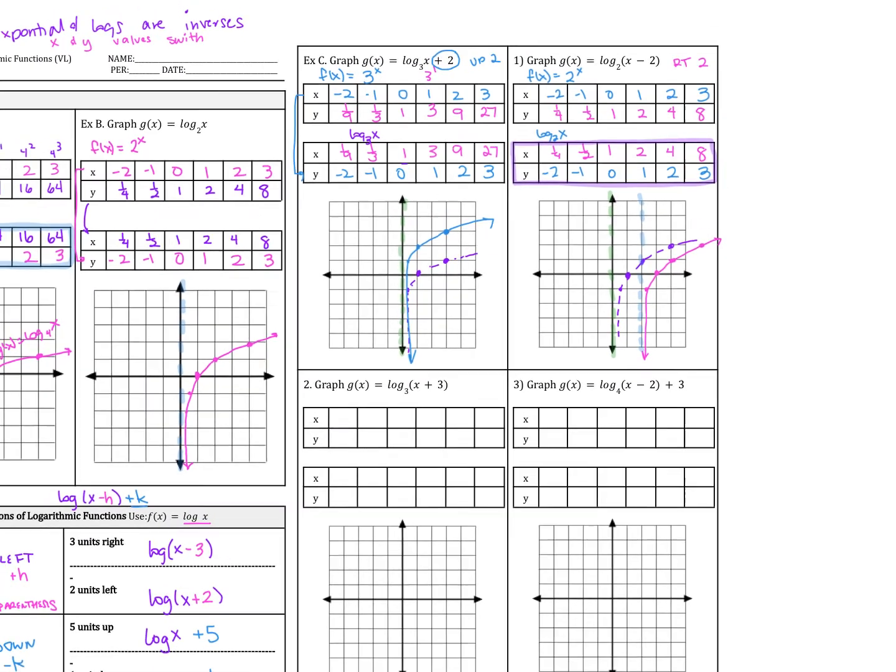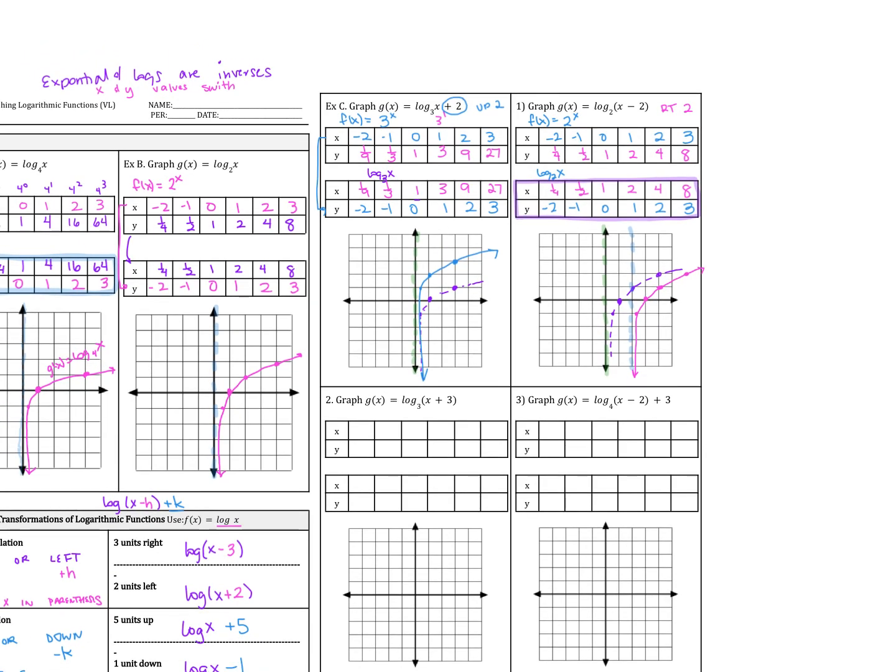Try number 2, or finish up with number 2 and number 3. And then number 3 is a combination transformation. So then you'll move it this many right or left, and then also up. So just a combination transformation for you to try.